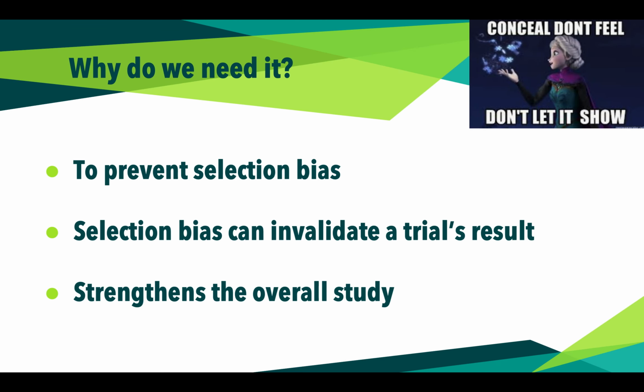So why do we need allocation concealment? There are 3 major reasons why. The first one is to prevent selection bias, as described in the last slide. And the reason why we need to prevent this is because selection bias can actually invalidate a trial's results. And the third reason is because it strengthens the overall study.